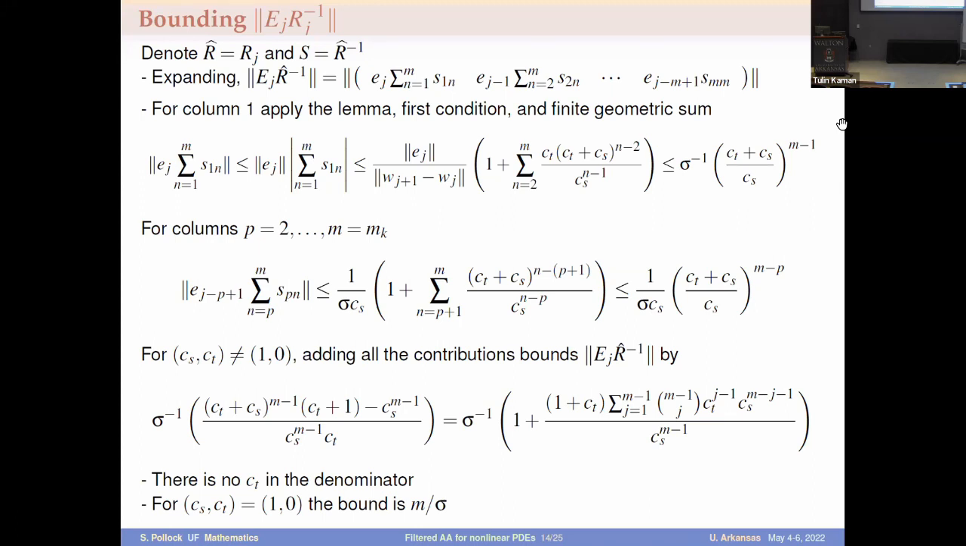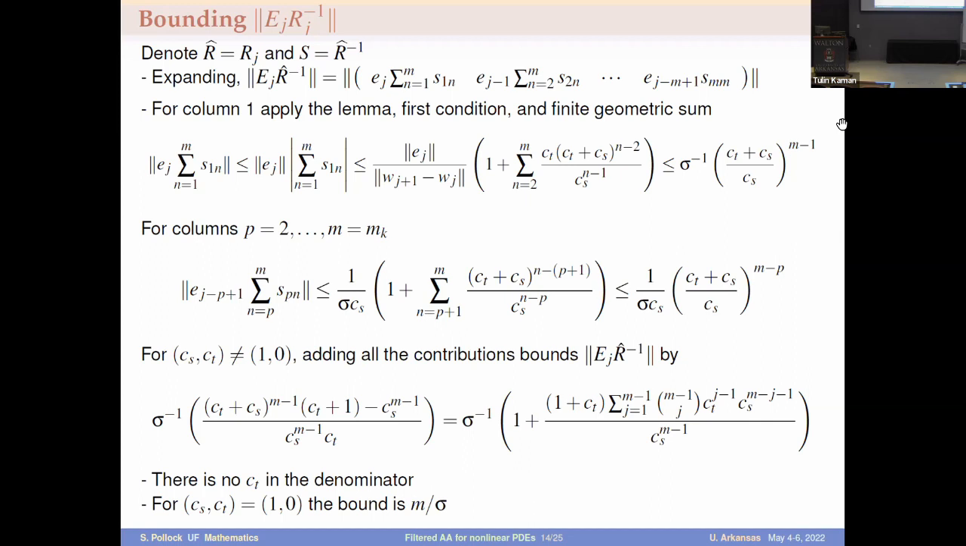And now each column of F is a difference between consecutive residuals. So 1 over the first column of F is just 1 over this norm of WJ plus 1 minus WJ. And here is how we're actually using this first condition. So this is going to be bounded by sigma times, we can bound all this stuff in here by this expression here. And how we're simplifying is we're really just using some finite geometric sums and some binomial expansions. And then for columns 2 to m, we just use the lemma, and we get this bound over here. And then we just need to add up all the columns.